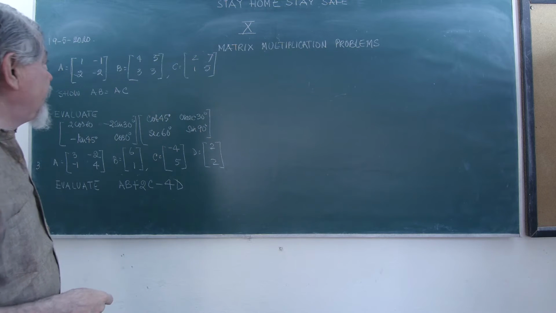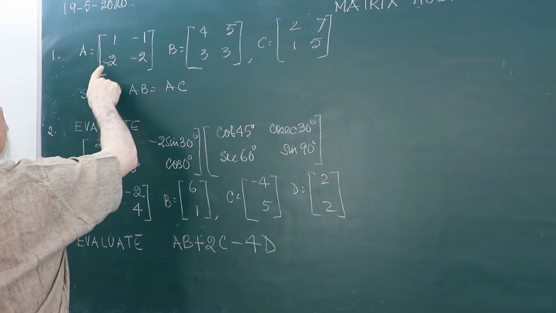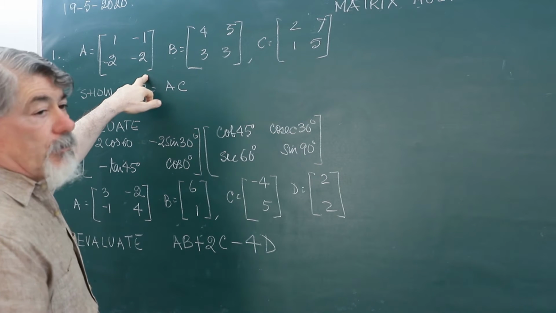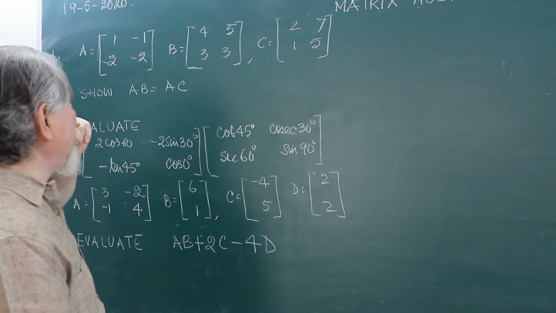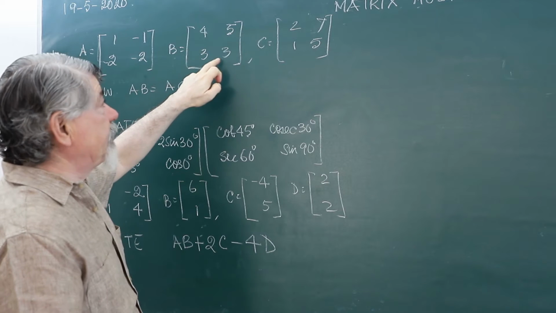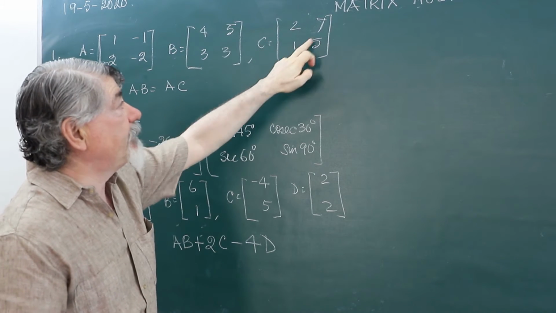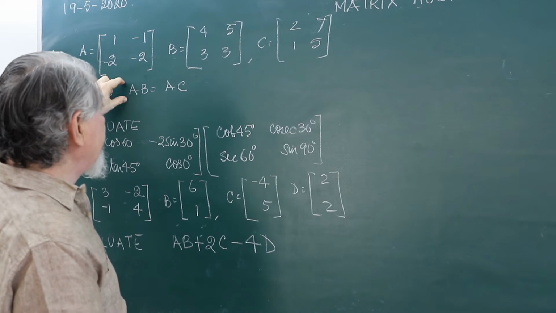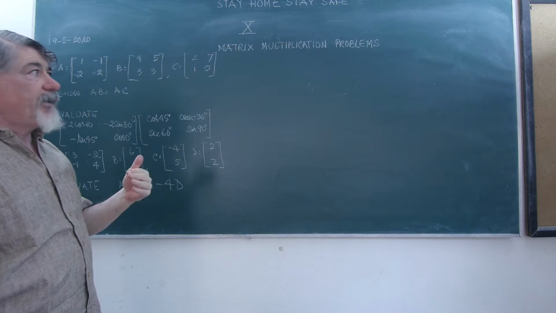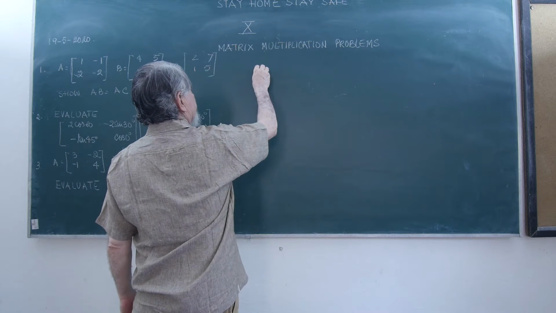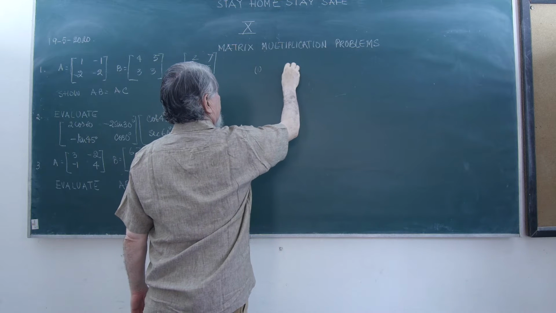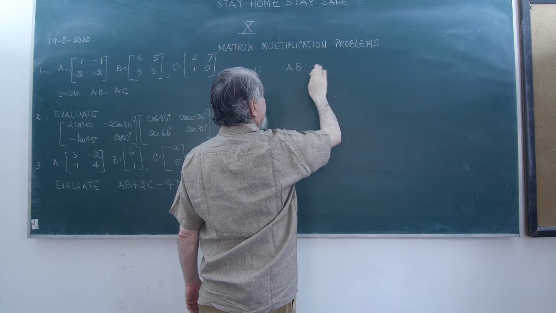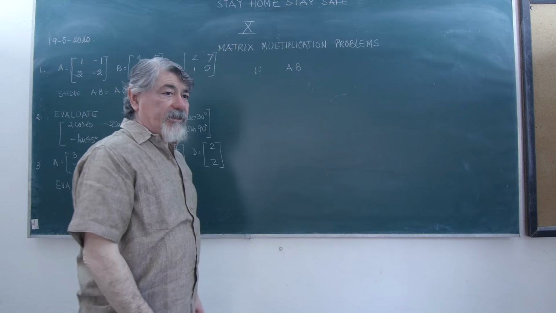A, the matrix A is 1, minus 1, minus 2, minus 2. It is a 2 by 2 matrix, 2 rows, 2 columns. B is 4, 5, 3, 3 and C is 2, 7, 1, 5. What I need to show is AB is equal to AC. That means I have to multiply the matrix A and B, and I have to multiply A and C and see whether they are equal or not.